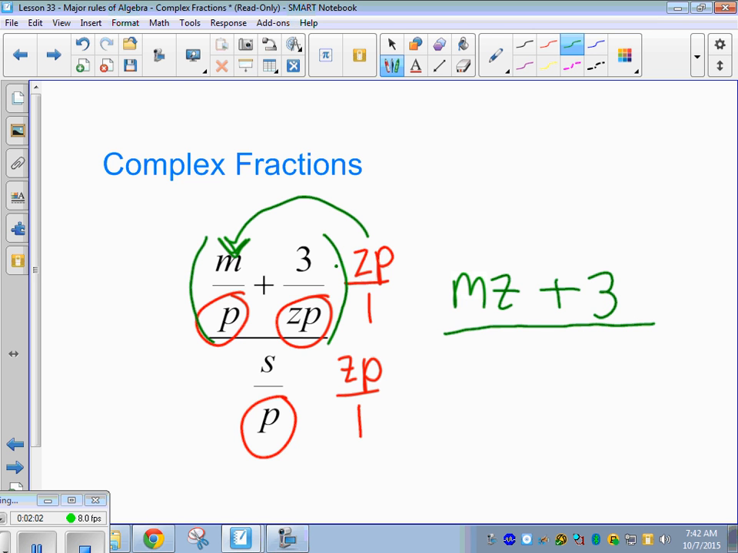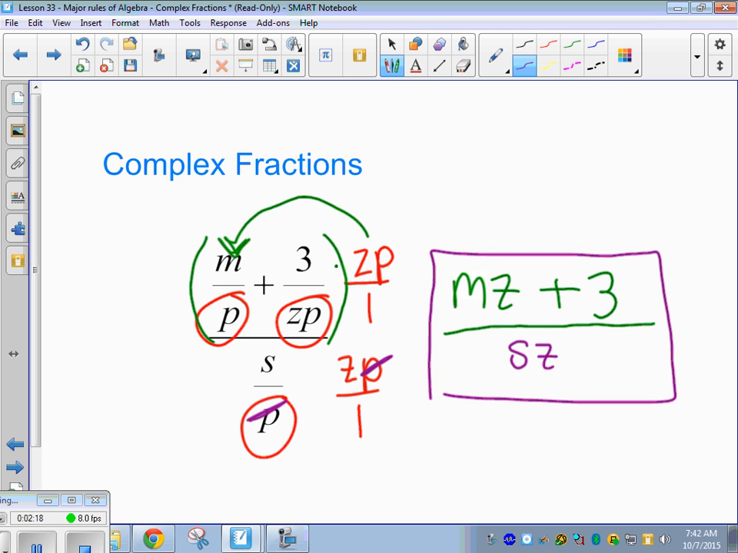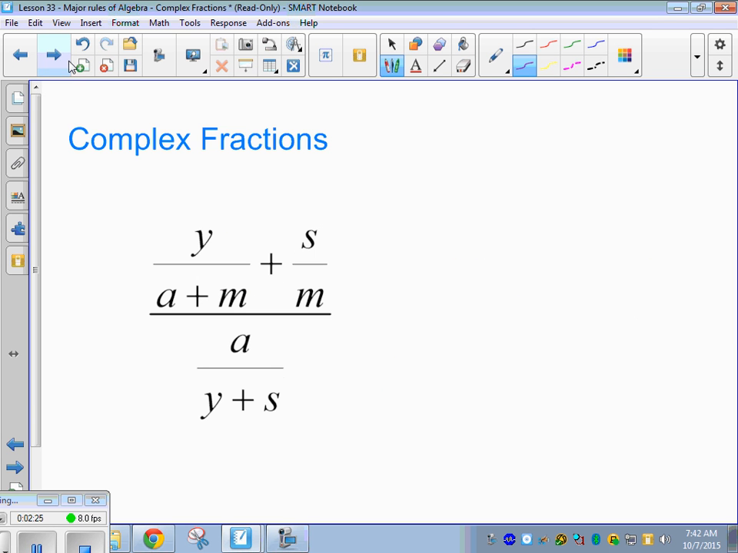Now in the denominator of this fraction, same thing, we can cancel here. Now this one you could actually cross stuff off because there's no plus sign, so we could just cancel these p's. What's left is SZ, and that's my answer. So we're just simplifying the fraction by multiplying the top and bottom by the common denominator. We're really multiplying by 1, so it's allowed.